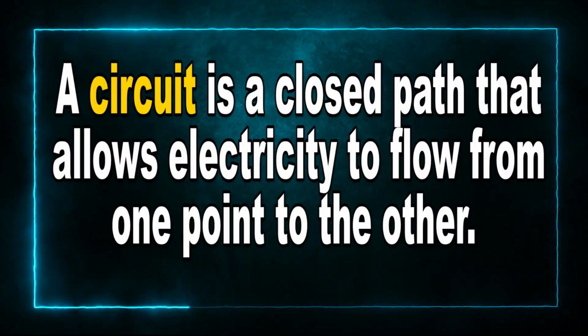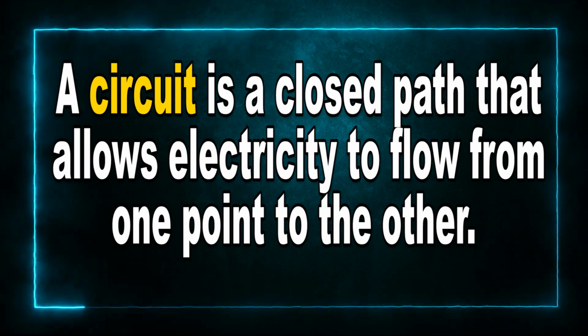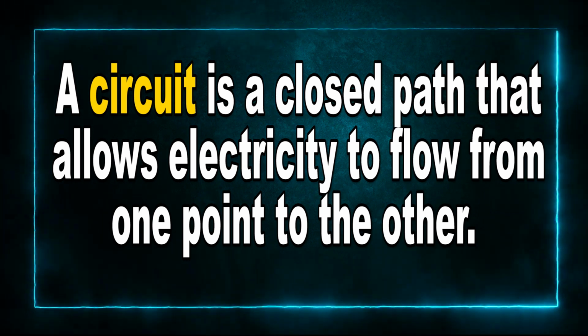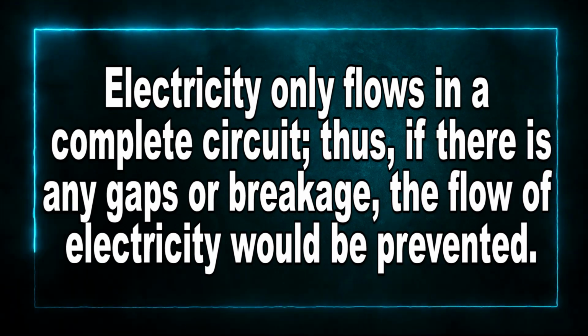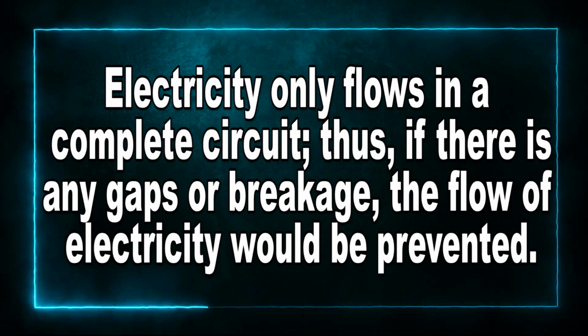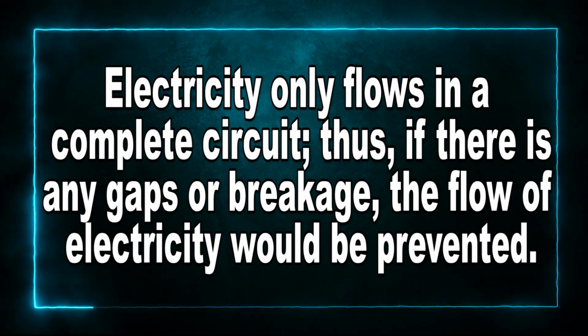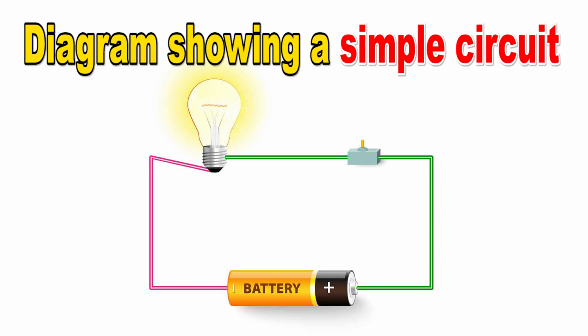I'm sure you did. So let's do a simple recap of the simple series circuit. We discussed that a circuit is a closed path that allows electricity to flow from one point to the other. We also discussed that electricity only flows in a complete circuit. Thus, if there is any gap or breakage, the flow of electricity would be prevented. The parts that we learned and identified were the battery, the wires, the switch, and the bulb.